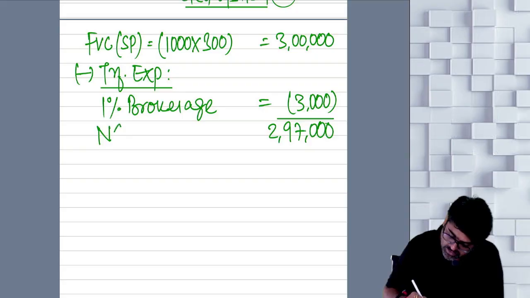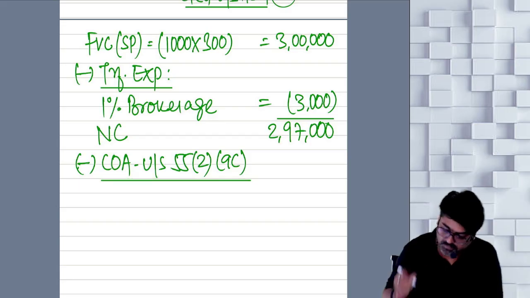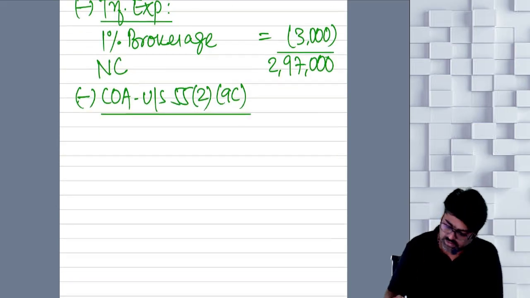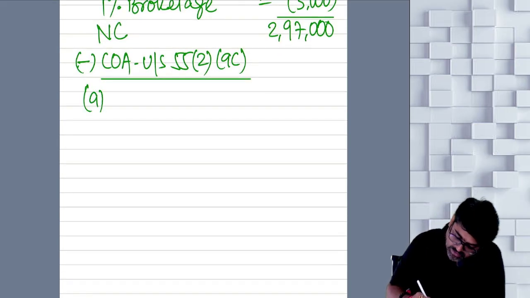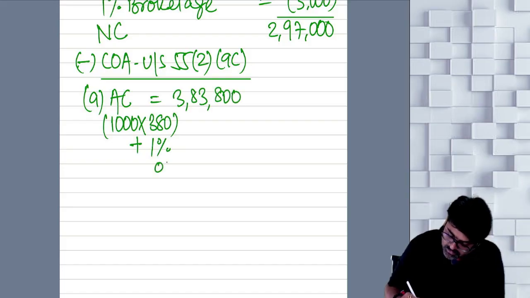2,97,000. This is your net consideration. Now, less cost of acquisition. This cost of acquisition will be under section 55(2)(AC), since the shares were acquired prior to 1st February 2018. What is that cost? A. Actual cost, which was 1000 into 380 plus 1% will be same, 3,83,800. But this cannot be more than B.